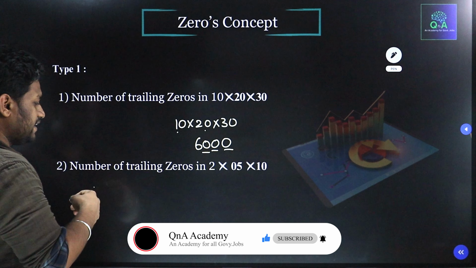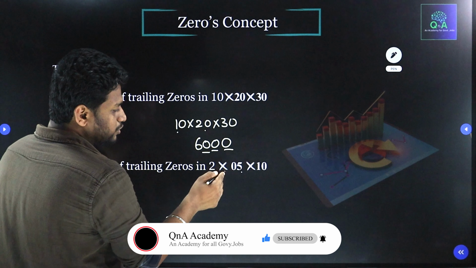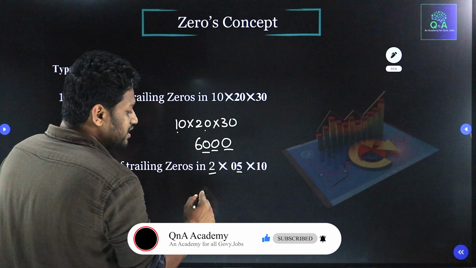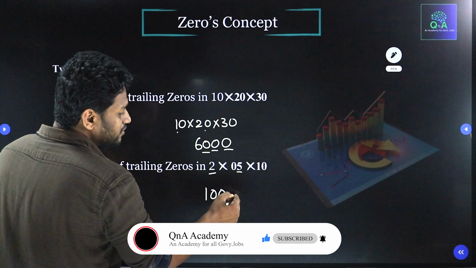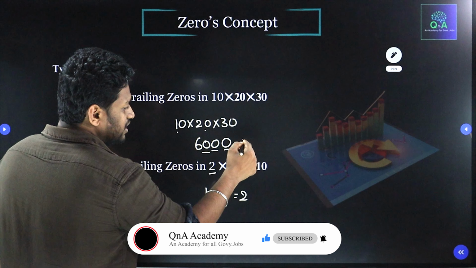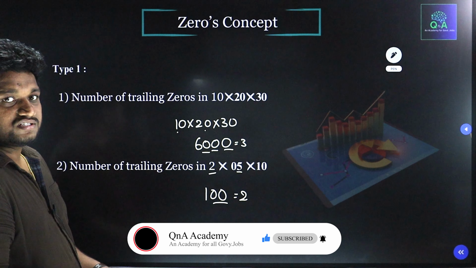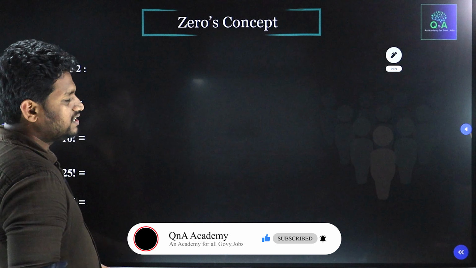Now here, if you see the next question, 2 into 5. 2 into 5, how much? 10. 10 into 10 is nothing but 100. Now, in 2 into 5 into 10, how many trailing zeros do you have? 2 trailing zeros you have. Here you have 3 trailing zeros. This is the perfect concept of trailing zeros.